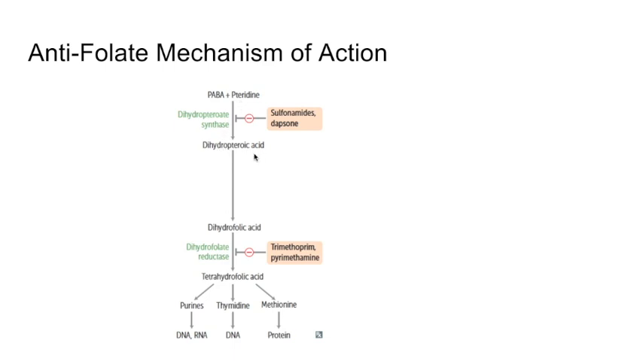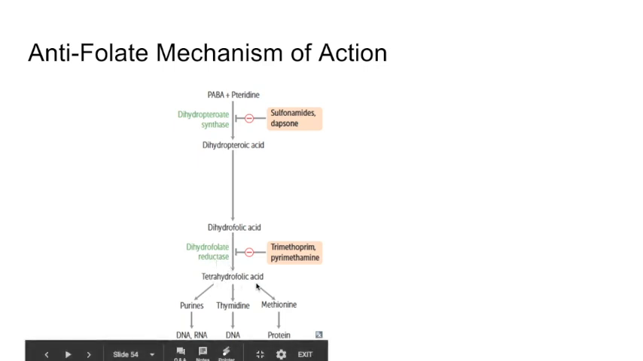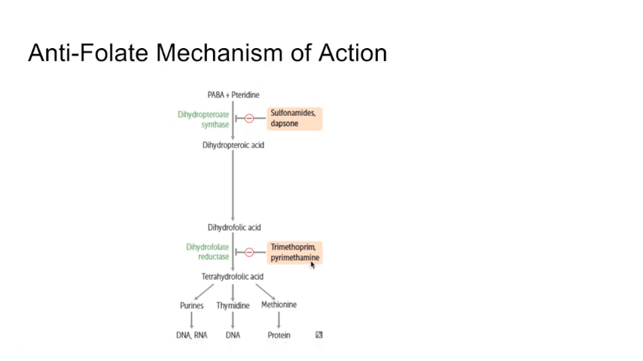and it makes this molecule dihydropteroic acid using this enzyme dihydropteroate synthase. And this enzyme is inhibited by the sulfonamides or dapsone. And then there is a second step using dihydrofolate reductase to make tetrahydrofolate, or tetrahydrofolic acid. And this enzyme is inhibited by trimethoprim and pyrimethamine. So if you think about it, if you use these compounds, you're going to stop making folate.